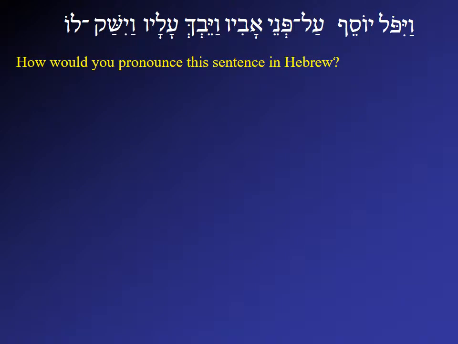Let's begin by pronouncing our sentence. Vayipol Yosef al pnei aviv, vayevk alav, vayishak lo. Vayipol Yosef al pnei aviv, vayevk alav, vayishak lo.